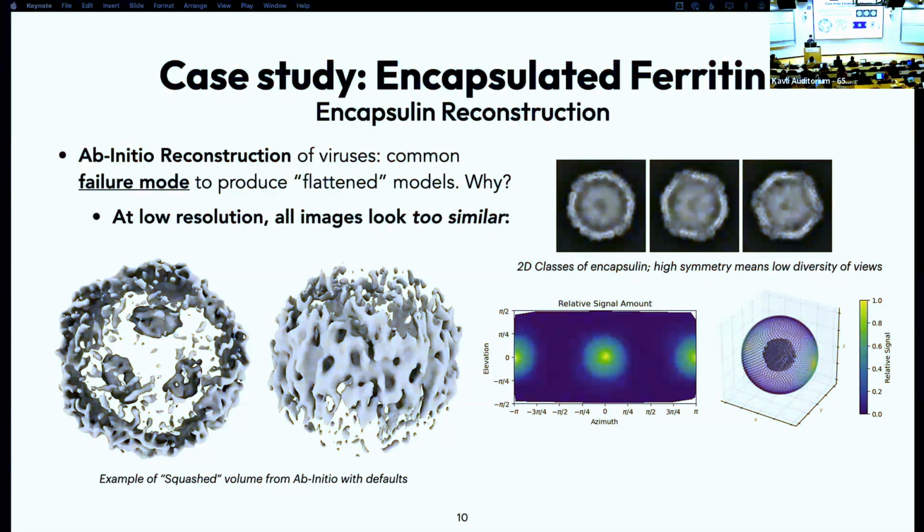Since ab initio reconstruction by default only works with low resolution data, the algorithm finds it easier to place all particles with the same viewing direction. You can see this via the relative signal amount plot over orientations. It's putting most particles along an azimuth and elevation of both 0 and -pi, and in the elevation there are no particles with top-down views. It's all horizontal. In the volume, along one view it looks a bit like a 2D projection. Along the other view, it does not look like anything that we expect.